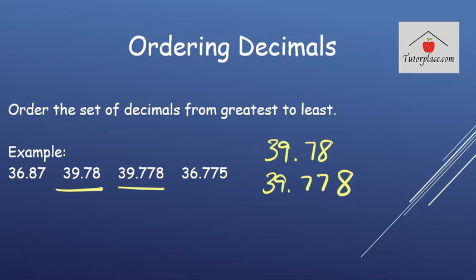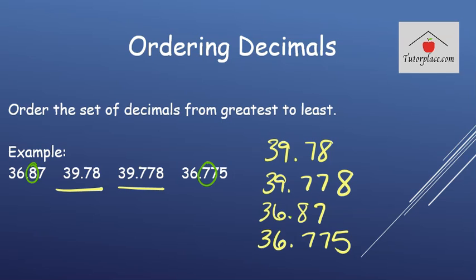So again, we're going from the largest. So now we have a 36 something and another 36. Is it going to be 87 or 77? Well, if we're going from largest, then we're going to have the 87. Oh, my pen's not working. 87, there we go, to 775. Because, if you notice, the 8 is larger than the 7. So therefore, that's why the 87 went before the 775.